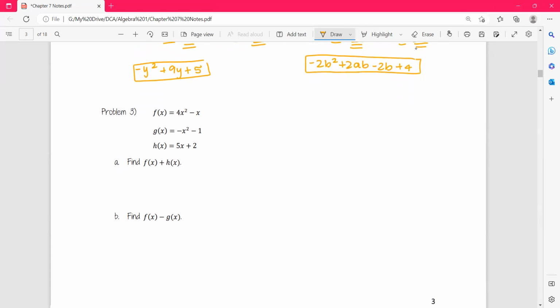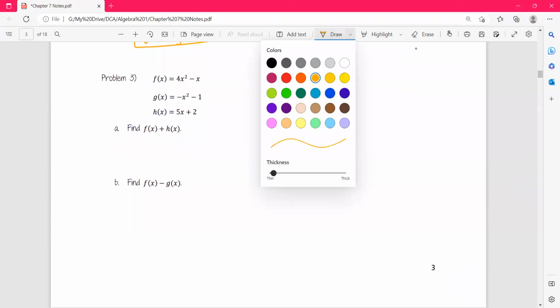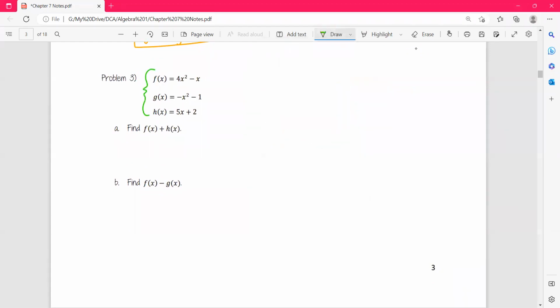Now we are going to practice a couple more here. These types of problems, notice they give us three functions. They give us f of x, g of x, h of x, and we have to add and subtract whichever ones they tell us. So it says f of x plus h of x. So I'm going to go grab f of x. That's going to be 4x squared minus x plus h of x, which is 5x plus 2. Okay? It's addition. I'm going to rewrite this without the parentheses. Nothing changes. And now I'm going to combine like terms. 4x squared is by itself. Negative x plus 5x is plus 4x, plus 2 at the end.